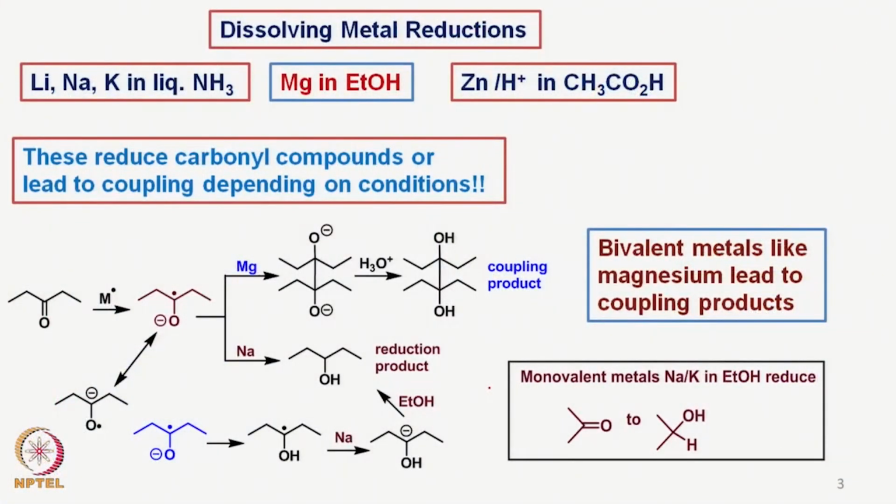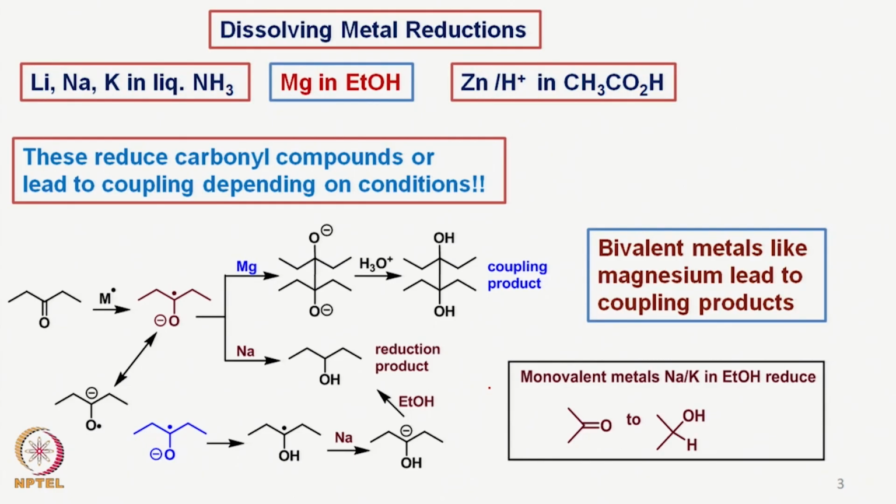Now we move on to dissolving metal reductions. In dissolving metal reductions we have alkali metals, alkaline earth metals and some transition metals. For example, lithium, sodium and potassium in liquid ammonia can be used as a reducing system, and we can also use magnesium in ethanol as a reducing agent system, and zinc and acetic acid is also useful as a reducing agent in which the metals dissolve and the reduction occurs.